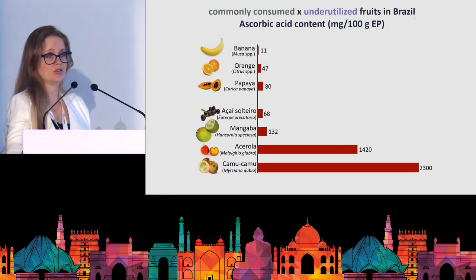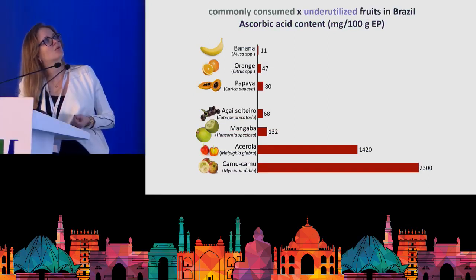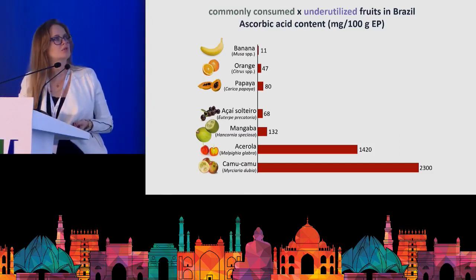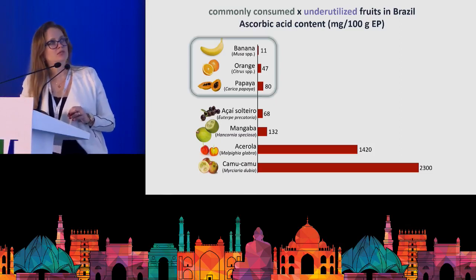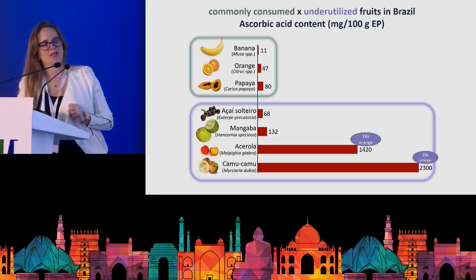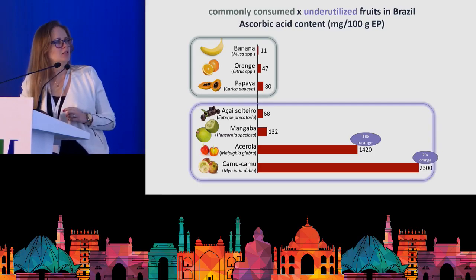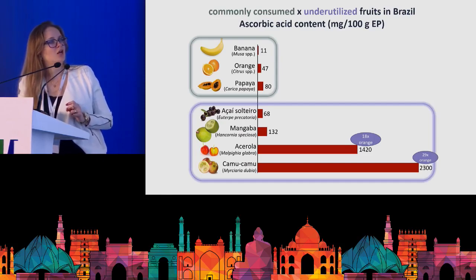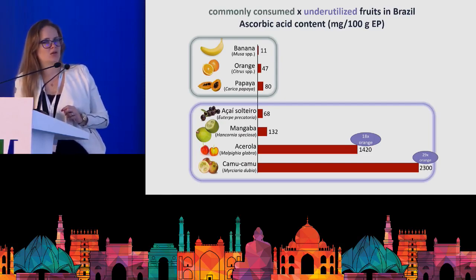And when we talk about biodiversity, we don't talk only about cultivars and varieties, we also have the underutilized foods. Here I put some examples of the ascorbic acid content for commonly consumed foods in Brazil against some underutilized foods, and we can see that the content is very different between those 2 groups of fruits. For ascorbic acid, for example, acerola has 18-fold the content of orange, and camu camu 29-fold the content of ascorbic acid of orange.